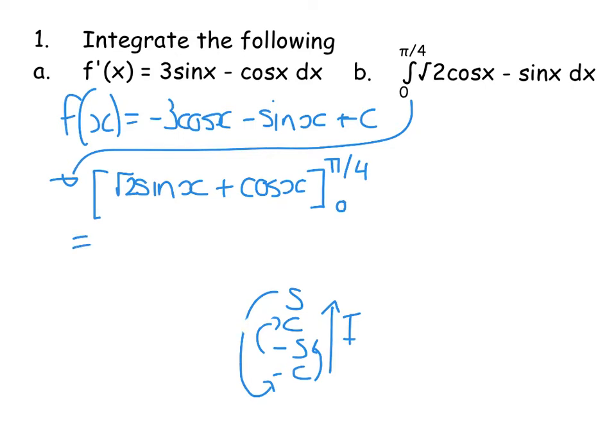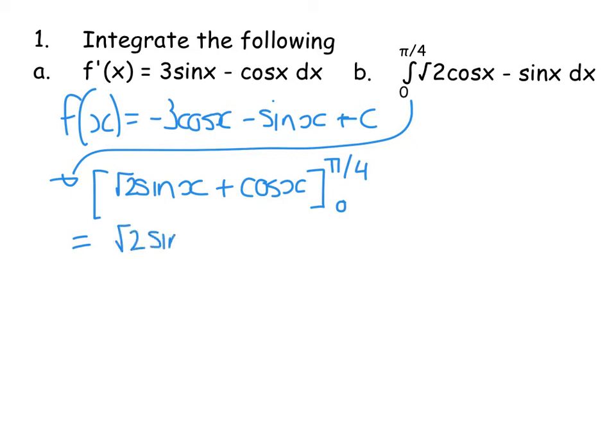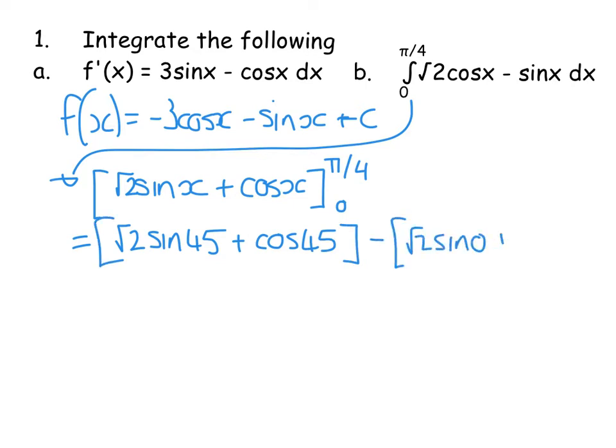If I'm substituting in pi over 4, I'm going to get rid of my wee diagram now. Remember pi over 4 is just 45 degrees. So I've got root 2 times sine 45 plus cos 45 for my first bit, take away root 2 sine 0 plus cos of 0.